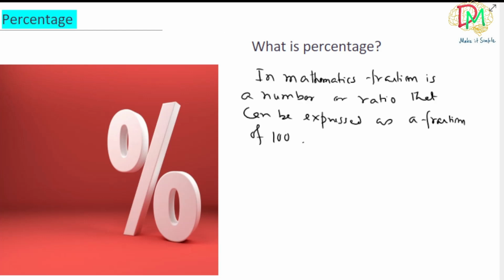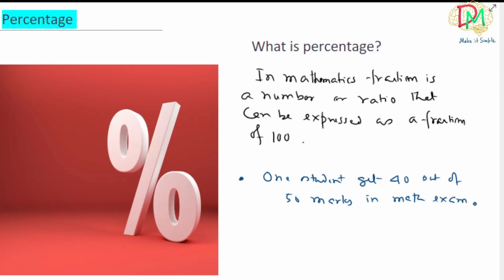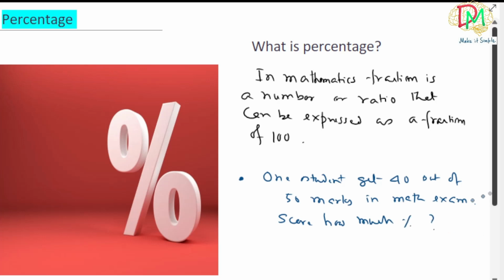Let's take one example. Suppose one student gets 40 out of 50 marks in a math exam. The question is, how much percentage did he score? How can you find out?